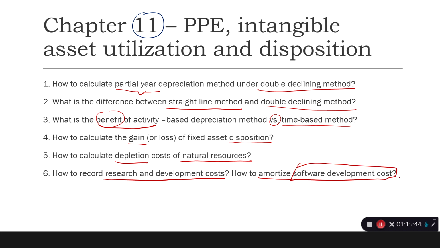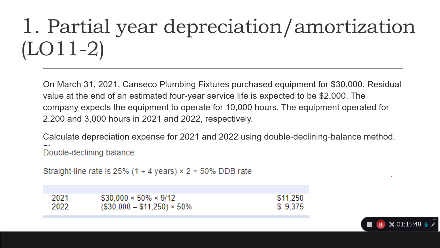I have stressed this in the class. Okay, let's see. Partial year depreciation or amortization.